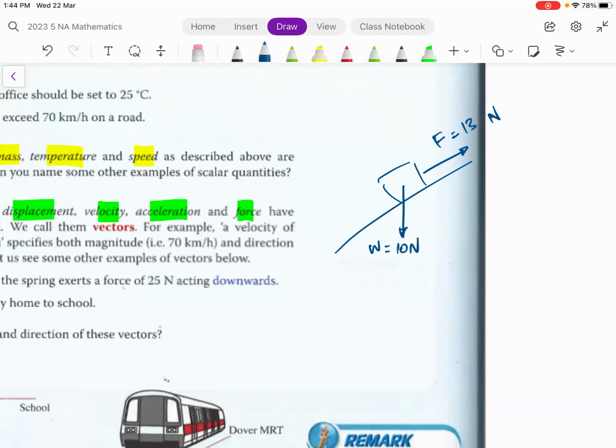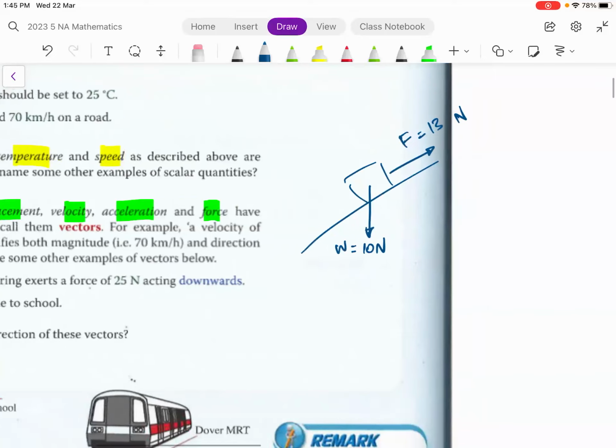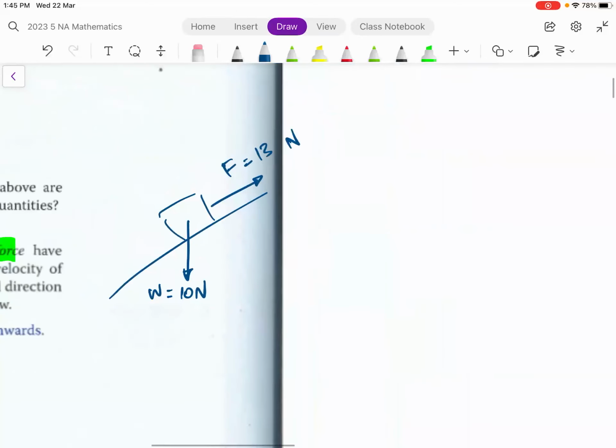Do you all draw scale diagrams in physics? Okay, so you have, for example, this particular case. How many forces do you see acting on this box? 2 forces, 13 newtons and 10 newtons. Did I assume something is negligible?